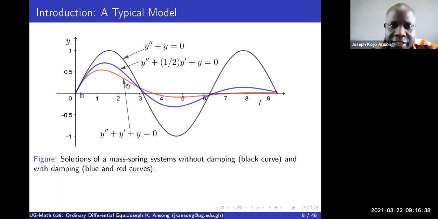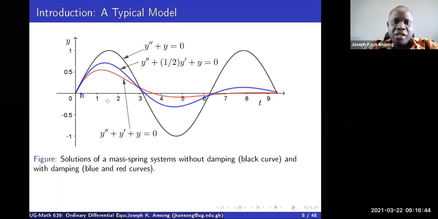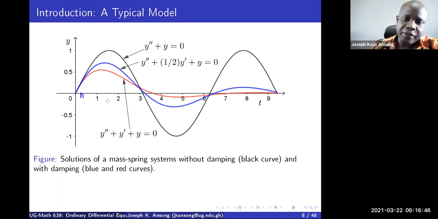And then we'll show later that these blue and red curves are cases where you have damping. In that case, the amplitude of oscillation, as well as even the phase, is modified.